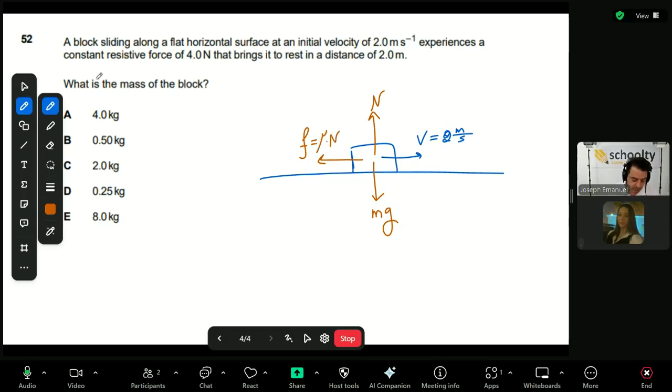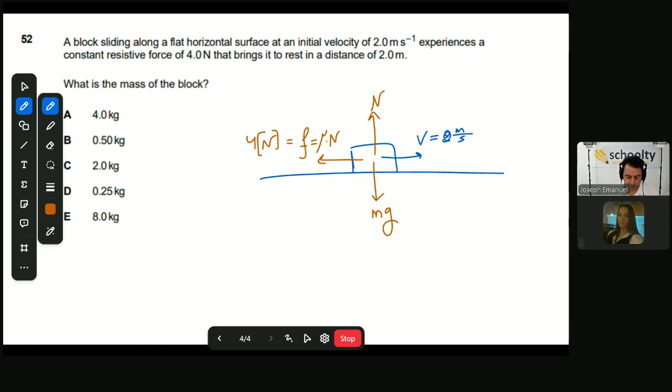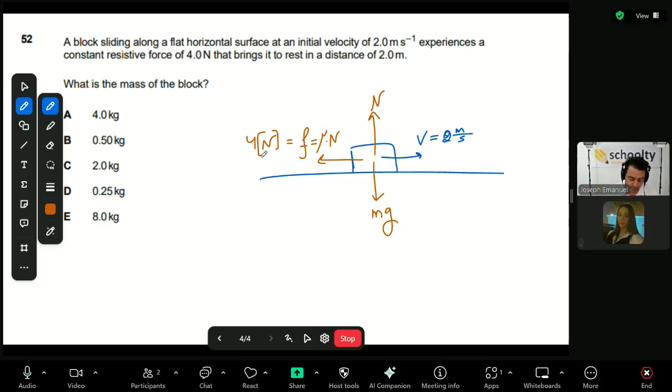So we have the friction here. Let's see what they say also. Experiences a constant friction of 4 newtons. What is the unit? Yeah, the units are newtons.